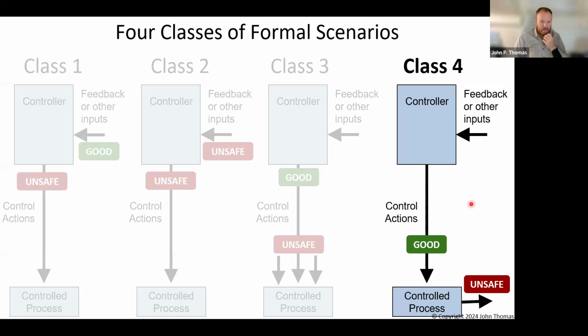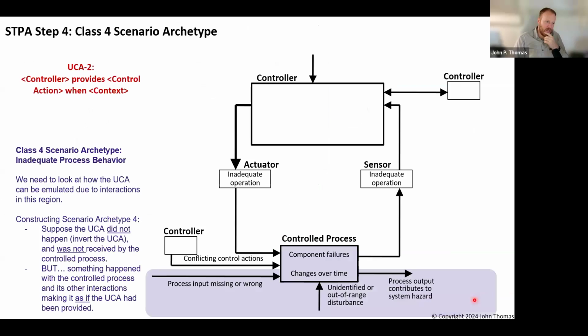So that brings us to class 4. Hopefully, you're starting to get a little more comfortable with this transfer function concept. You can almost maybe imagine what this is going to look like. It's going to have something to do with inputs to the control process and outputs of the control process, right? Let's take a look. We need to look at how the UCA could be emulated. In other words, how we can cause the exact same hazard, but instead of being caused by the controller, how can it be caused by the process itself, right?